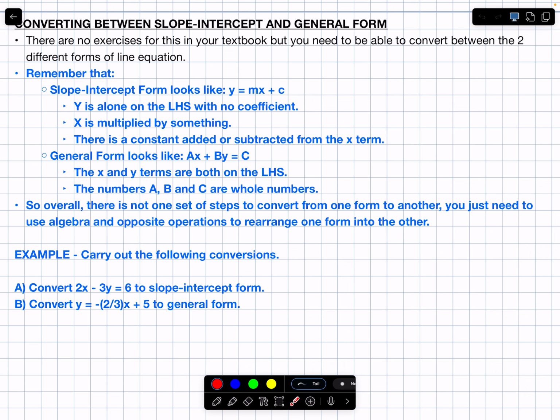There's no steps. You just need to remember that slope-intercept form looks like this: y is equal to mx plus c. So what's special about that? Y is alone on the left-hand side. X is multiplied by something, and there's a constant added or subtracted from the x term.